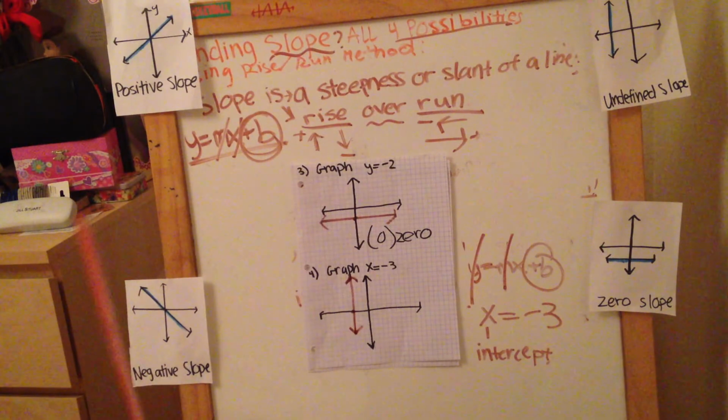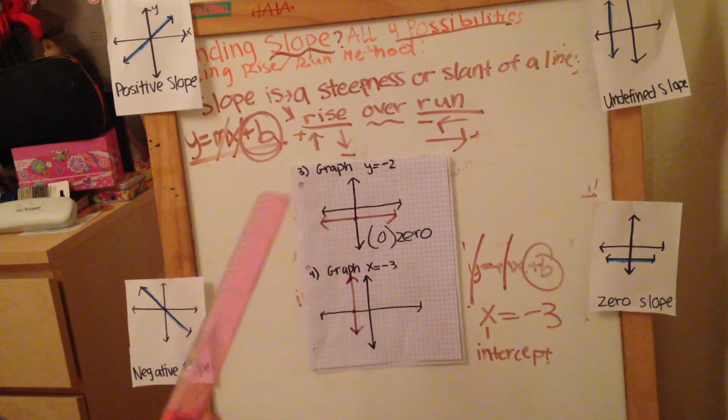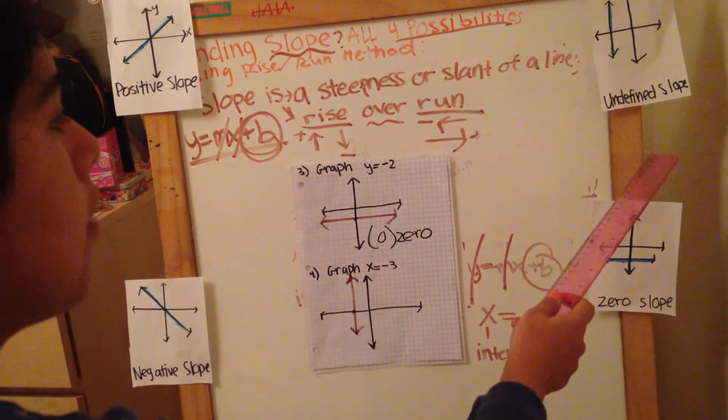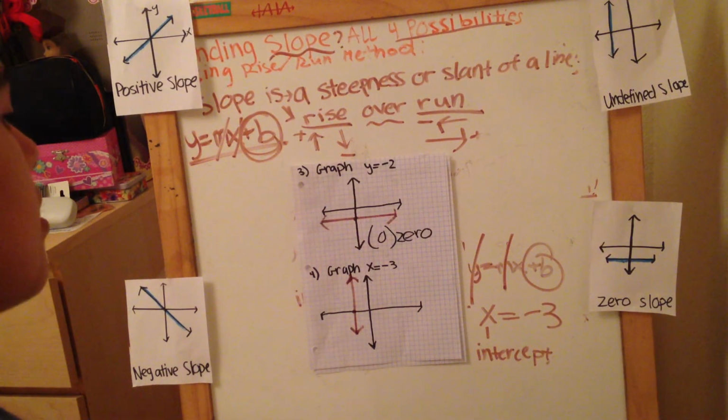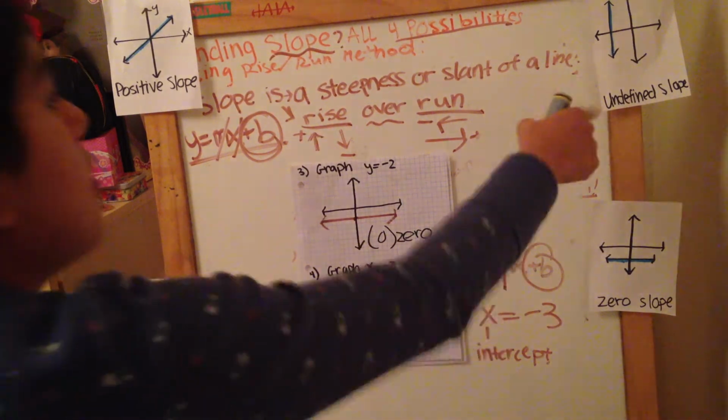What type of line is this? Is this a positive slope, a negative slope, an undefined slope, or a zero slope? This is an undefined slope.